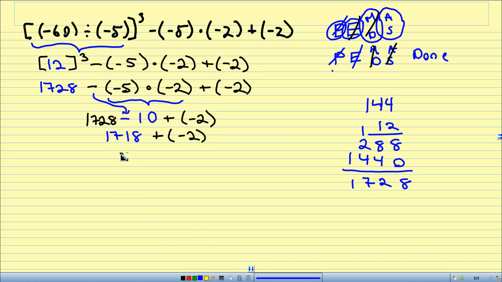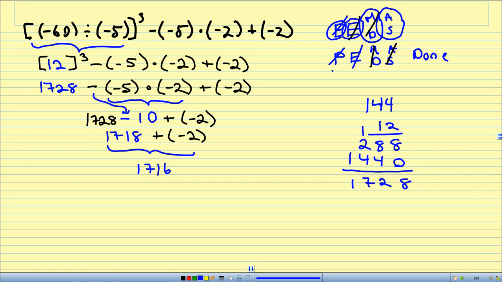And so my last step right here, 1718 plus a negative 2, that's going to be 1716. I have $1,718, and I owe $2. So I pay him off the $2 from the money that I have, and now I've got $1,716 left over, and I'm done.